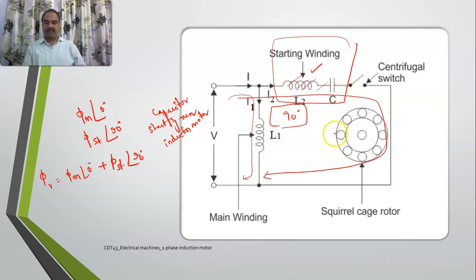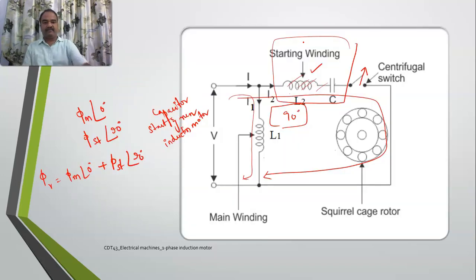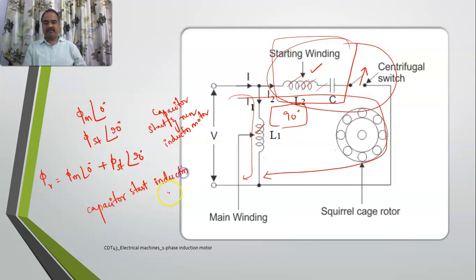Once your rotor attains a speed, automatically this switch will be opened. This switch will be open, so this connection will cease to exist. Only this connection will be there. So only at the time of starting, you will be using this capacitor for the starting winding. Otherwise, you will have only the main winding. That's why it is called a capacitor start induction motor, because for starting, a capacitor is used.